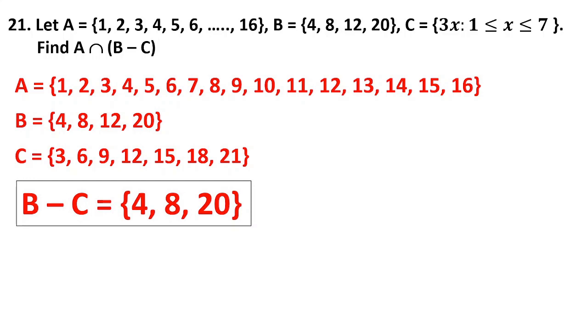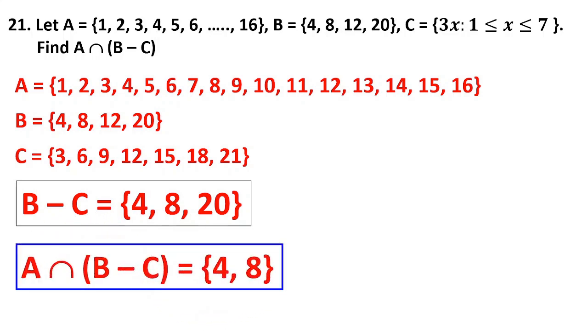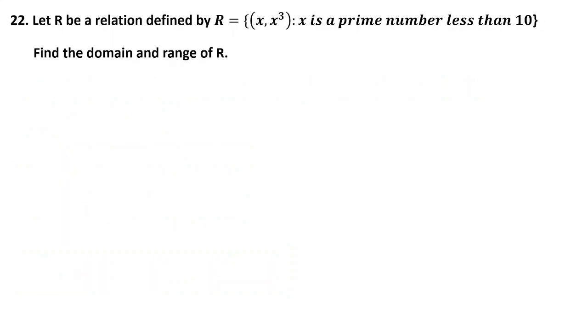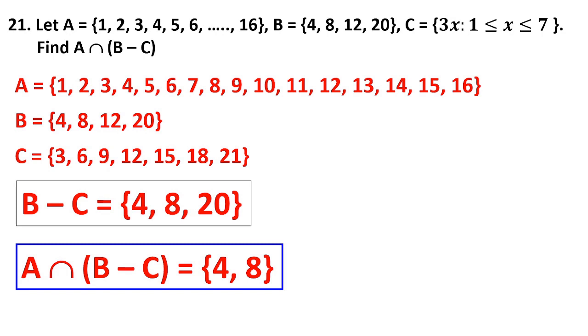Therefore, let us find what is B minus C, the set of elements in B but not in C. Therefore, 4, 8 and 20, because 12 is there in C. Well, let us find what is A intersection B minus C. Of the numbers 4, 8, 20, 4 and 8 are common between A and B minus C. So the answer is 4 and 8.